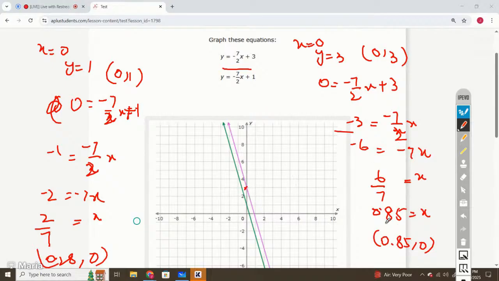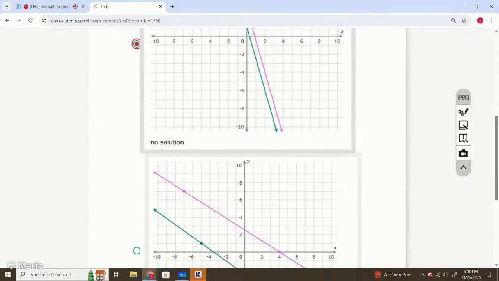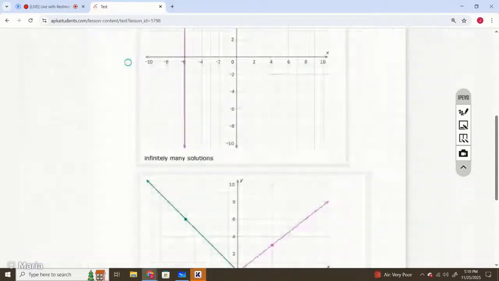Okay, start with the first one. X is 0, y is 3. 0.85, here is 0.85, that is before 1 and 0, right? Now for the second one, when x equals 0, y equals 1, and when y equals 0, x equals 0.28. So option number 1 is the correct option. Both the lines are parallel with no solution. The correct option is no solution.